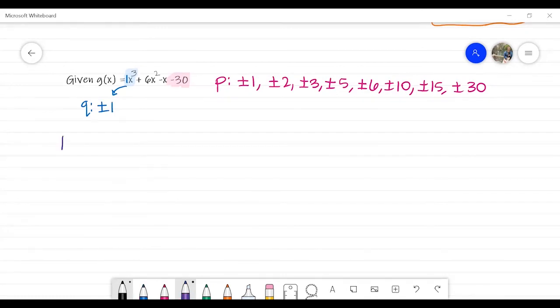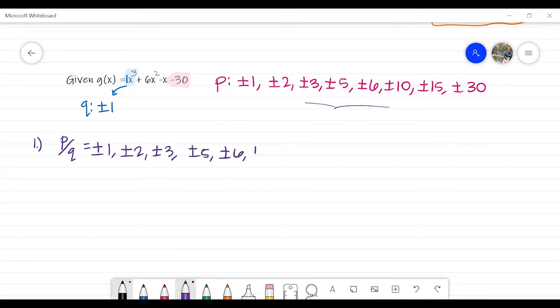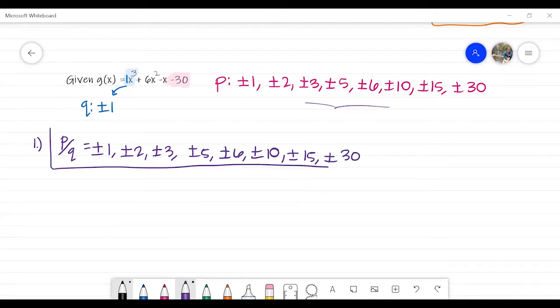So when it comes to what's P over Q, and this is what the first part of your question is asking, you're just essentially going to list P again, right? Because we're dividing everybody by 1. So plus or minus 1, 2, 3, 5, 6, 10, 15, and 30. So that is the first part of your answer.